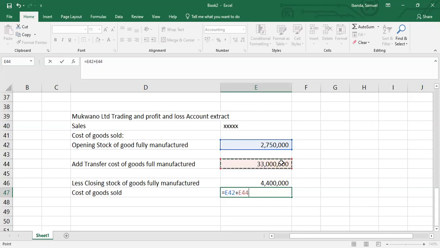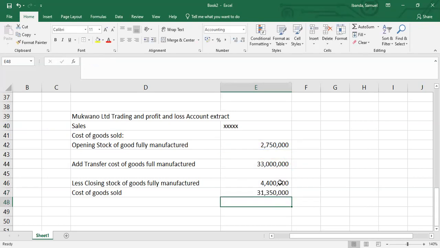Add this and less the 4.4, okay? So that is what we basically have. As you've seen, we've been able to get the 2.75, add the 33 million, and less the 4 to get the 31,350,000.